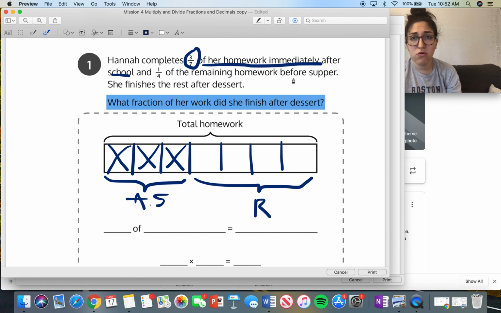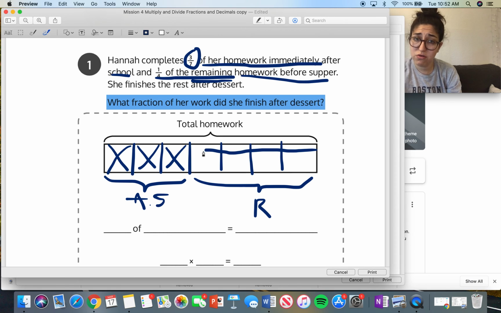1/4 of the remaining homework she did before supper. So now I have 1/4 of the remaining. Remember how important it is to remember that it's of the remaining, right? Was done before supper. So I have two options here, so I'm going to go through them one at a time. First option, I can break this into fourths, right?